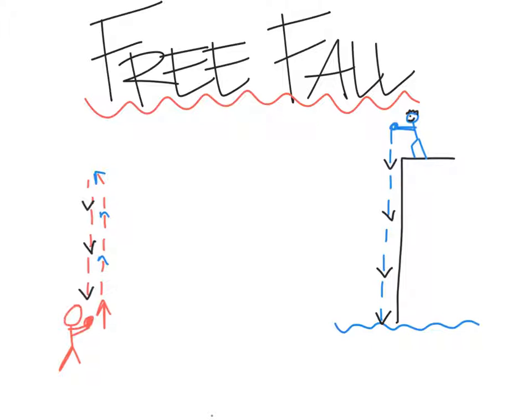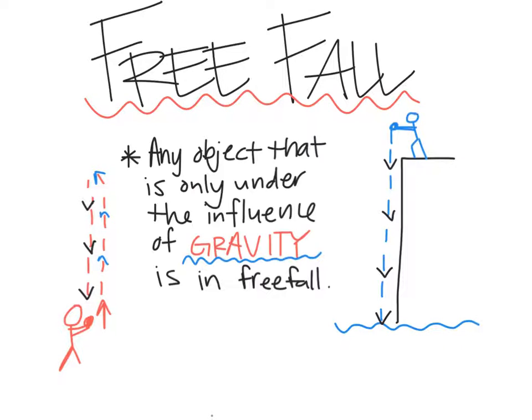So what do these two have in common? Well, both of these objects, believe it or not, are in free fall. Sometimes people get mixed up because there's the word fall in it, and that doesn't always mean that it's moving down. A free-falling object is anything that's under the influence of only gravity. That would be an object in free fall.